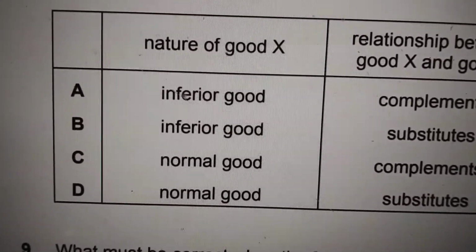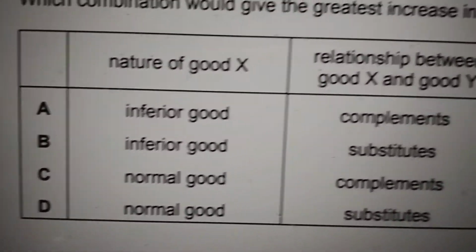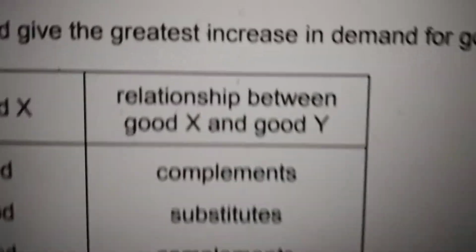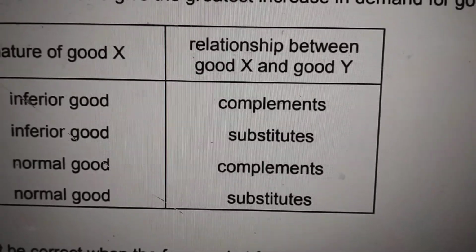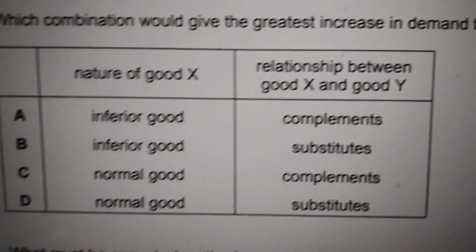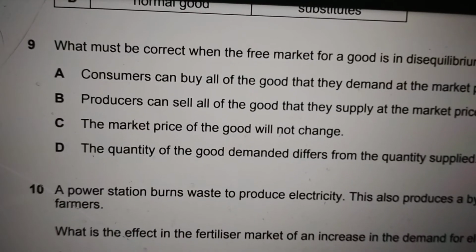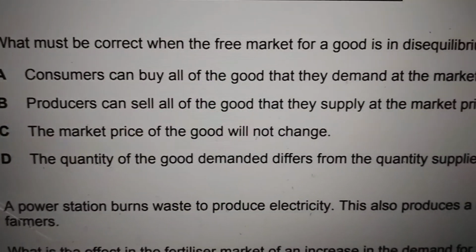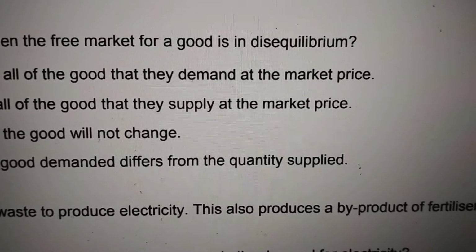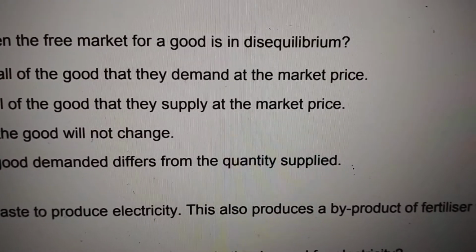Normal good, that should be the nature of good X, and the relationship of good X and good Y should be that they should be complements. So C is the correct option. We are looking at question number 9. What must be correct when the free market for a good is in disequilibrium?